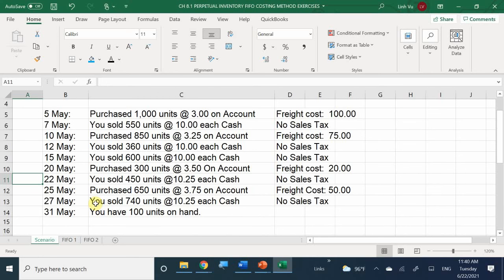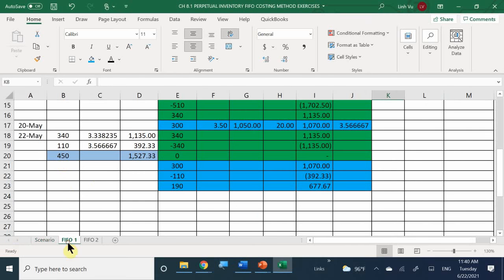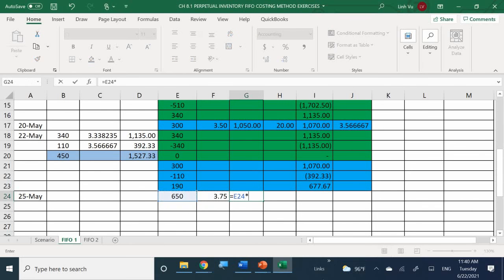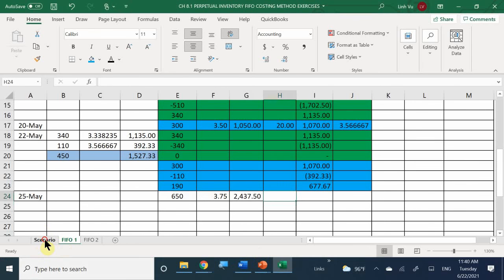So May 25th rolls around. What happened here? You purchased 650 units at 3.75. So 650 at 3.75. What's my total purchase price? 2437.50. Good. Plus my freight of $50.